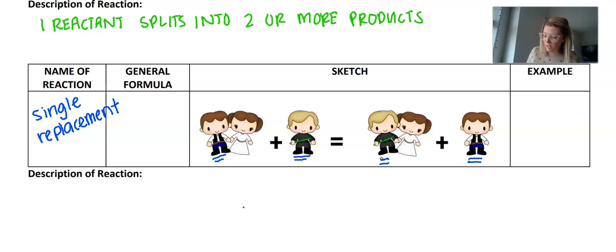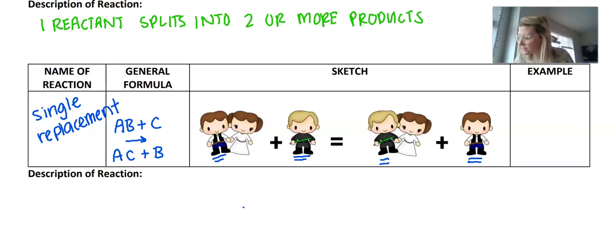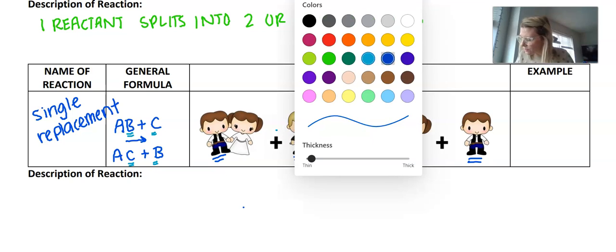Our general formula is going to be AB plus C yields AC plus B. Again, notice that in this reaction, we have our B and our C swapping out and leaving A within the compound. Okay, there are two types of examples I want to give you, and I'll go through that in just a moment. Let's get our general descriptor down for this.